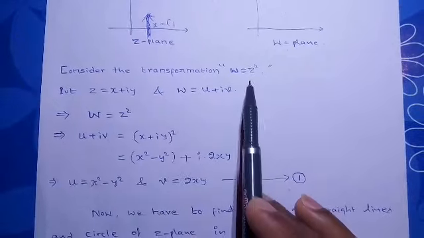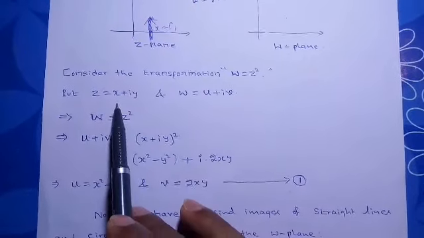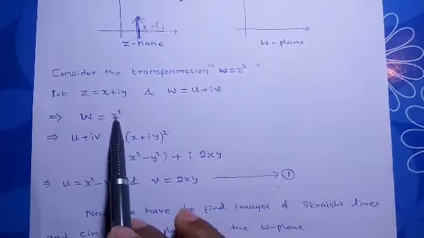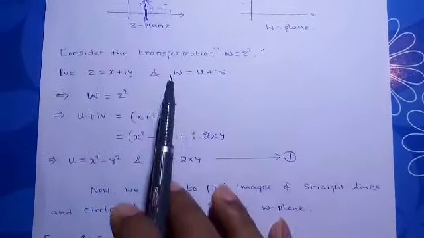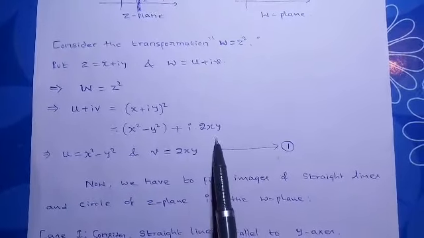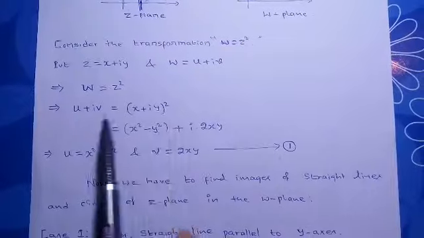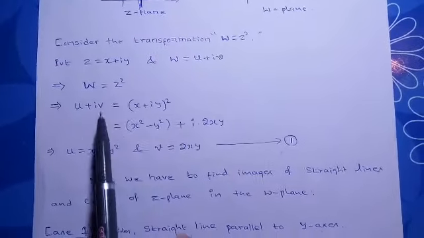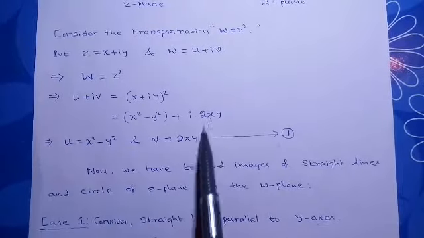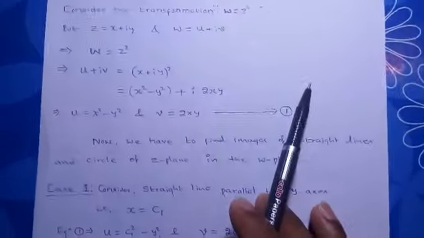Consider a transformation w equals z square. Put z equal to x plus iy, w equals u plus iv. Substitute into the transformation, we get this. By expanding, we get x square minus y square plus i times 2xy. By comparing real and imaginary parts, we get u equals the real part x square minus y square, v equals the imaginary part 2xy. Call it equation number 1.